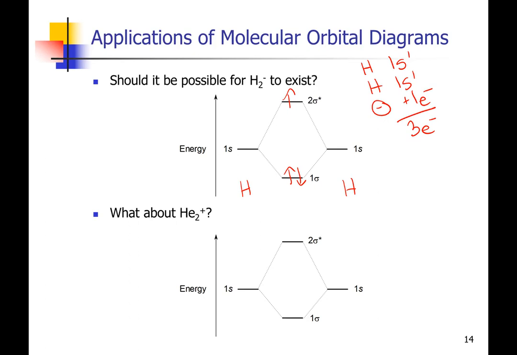So if we calculate the bond order for this anion, we have bond order equal to 1/2 of 2 bonding electrons minus 1 antibonding electron, or a net bond order of 1/2. So what does a bond order of 1/2 mean? Well, quite literally it means half a bond, or a bond that's half as strong as a single bond. So essentially, we would have a very weak bond.